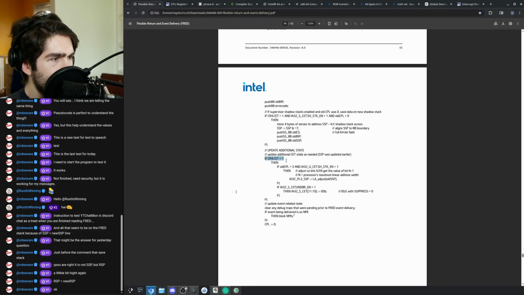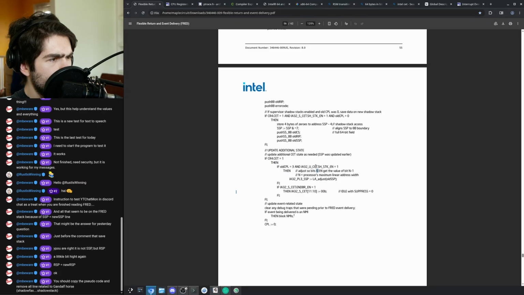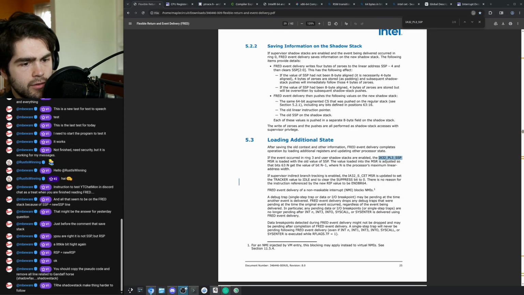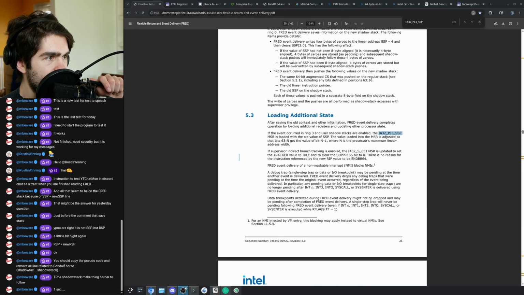Cool. So if we have that value, then if the old ring, if we were at ring 3 and we have shadow stacks enabled, then adjust so bit 63 to n, get the value of n minus 1, n being the processor. Okay, so we make sure. Oh, okay, so we can create. What is this? Wait, give me a second. Yeah, the shadow stack thing we need to kind of ignore.